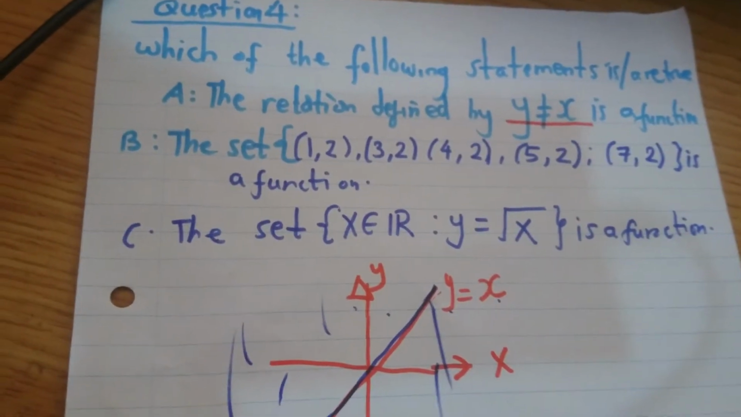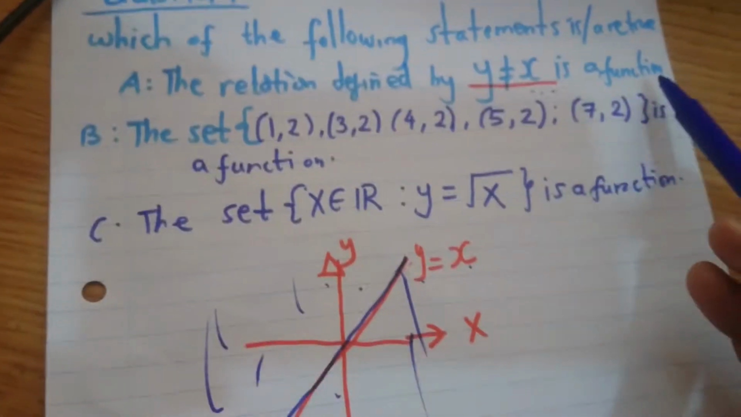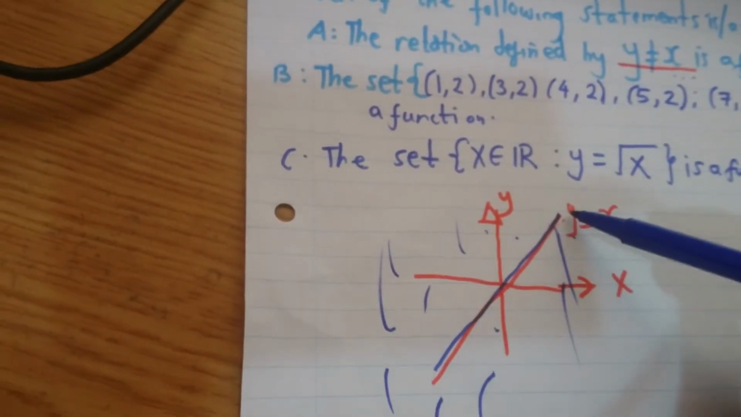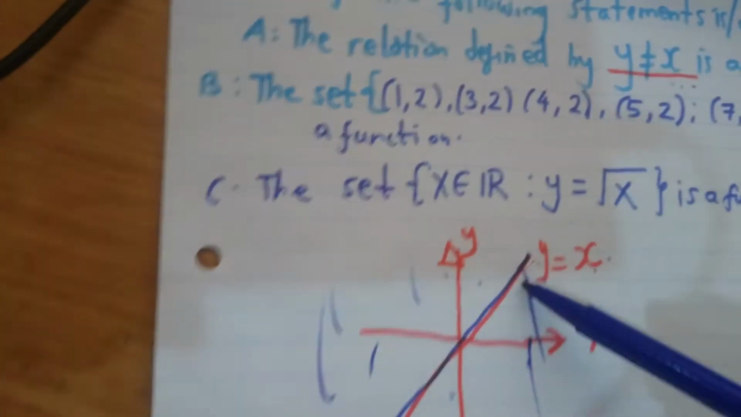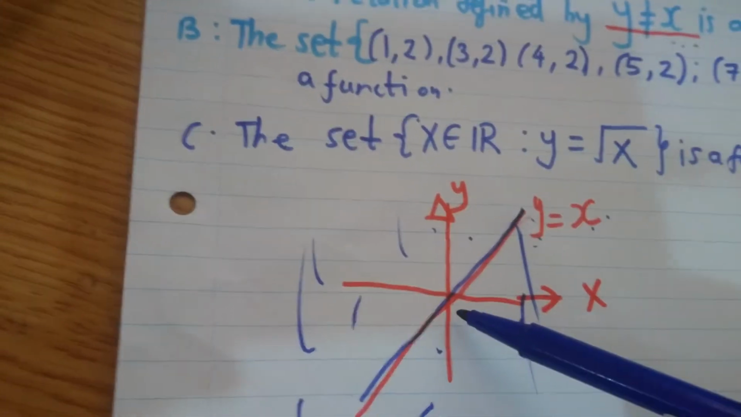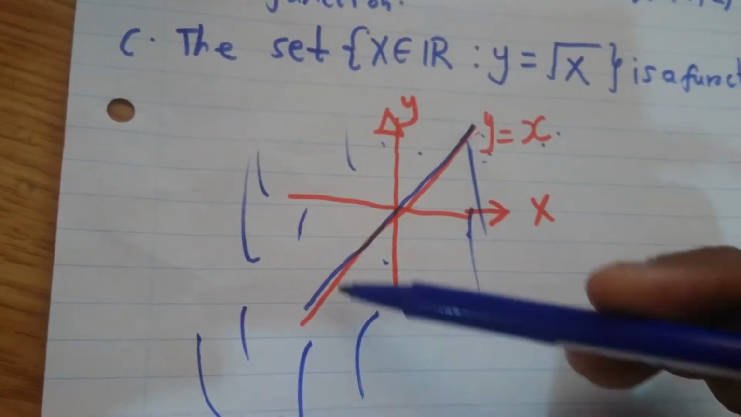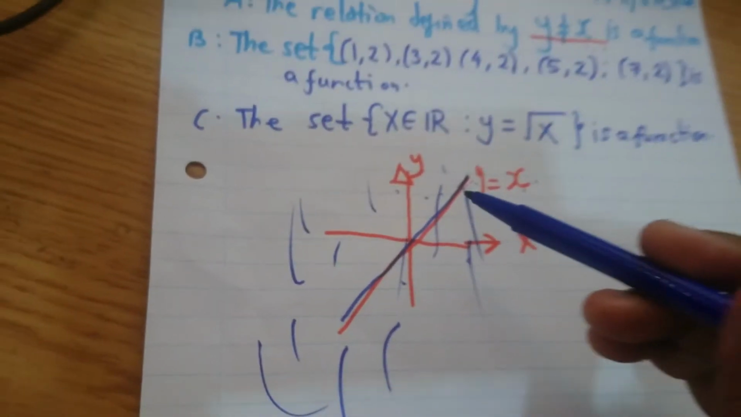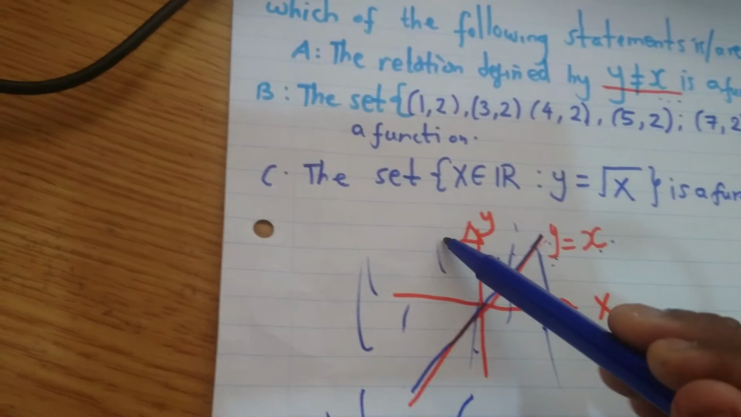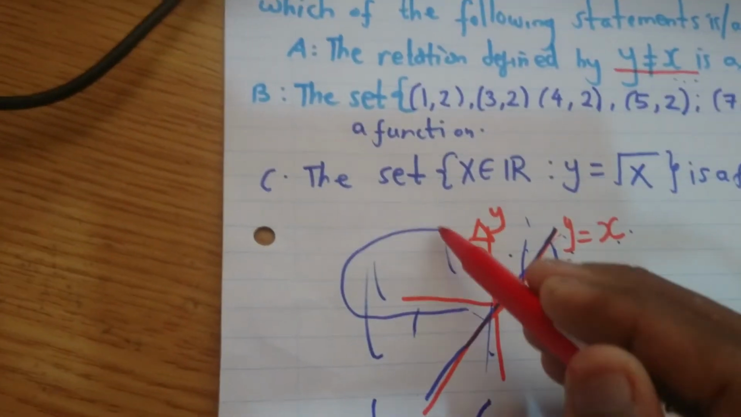For this case, the relationship defined by y is not equal to x, they say it's a function. No, it's not a function, because y is not equal to x means it can be any other region. Y equal to x we know is a function, because when you draw a vertical line it cuts everywhere once. But somebody could even draw something like this. This is another region also, not part of y equal to x.